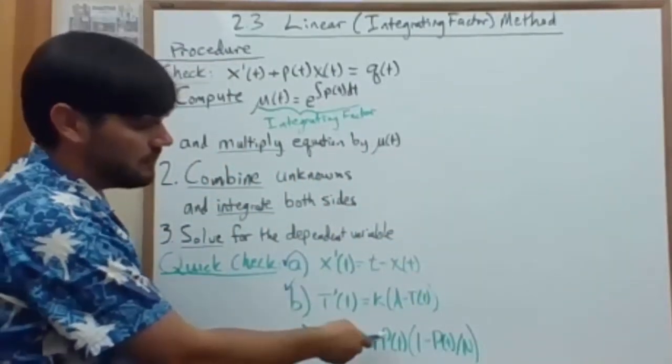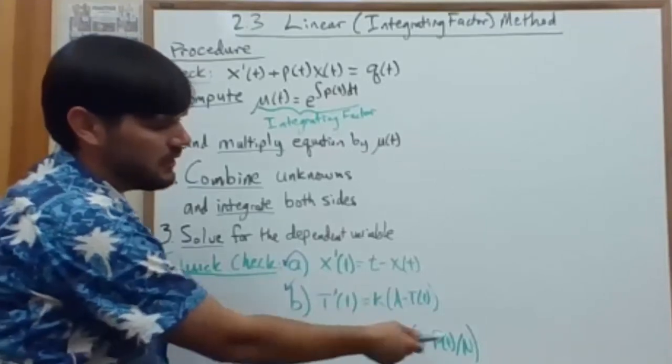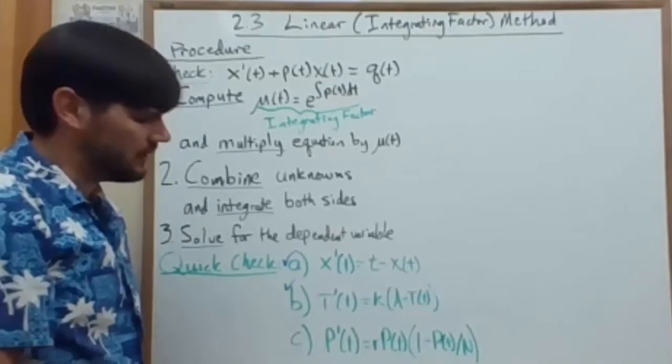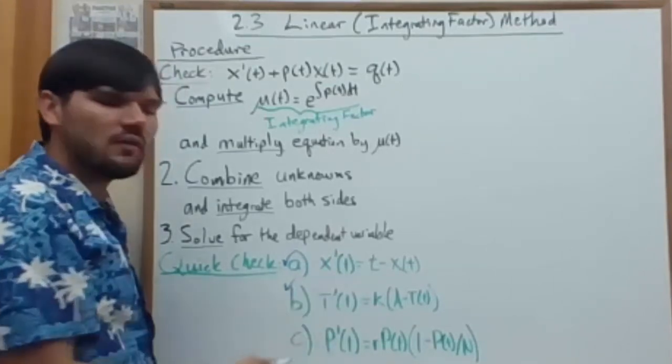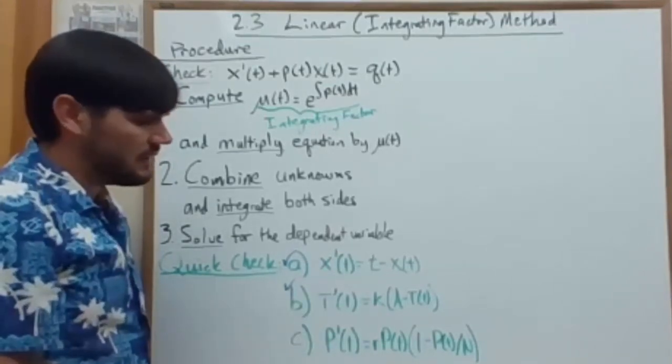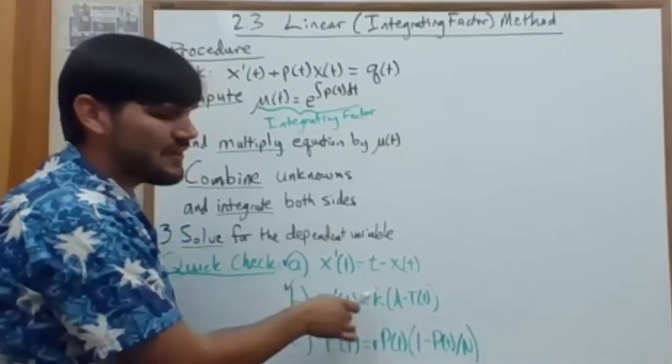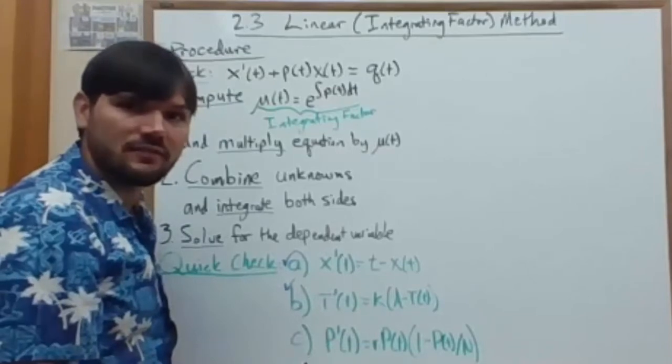P prime equals rp times 1 minus p over n. This we saw as the logistic growth model. So we know it's separable because we saw that solution before. There's no t explicitly shown. It's another autonomous equation, which is by default separable.